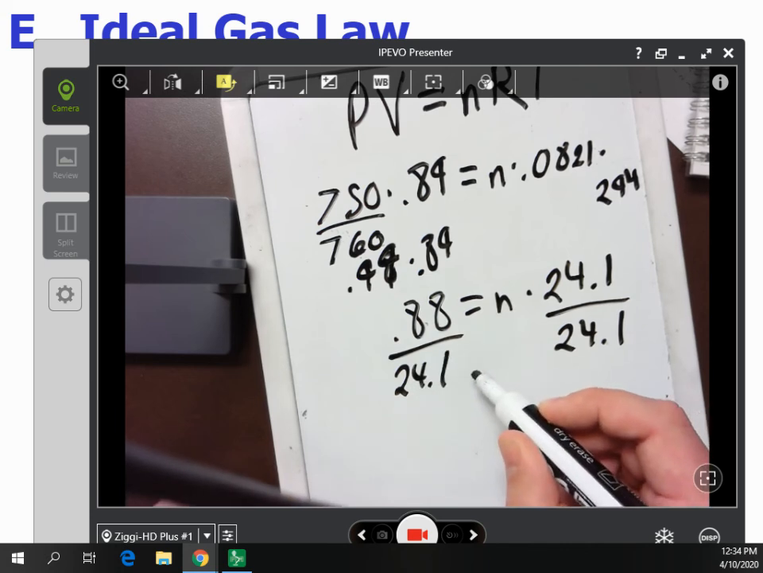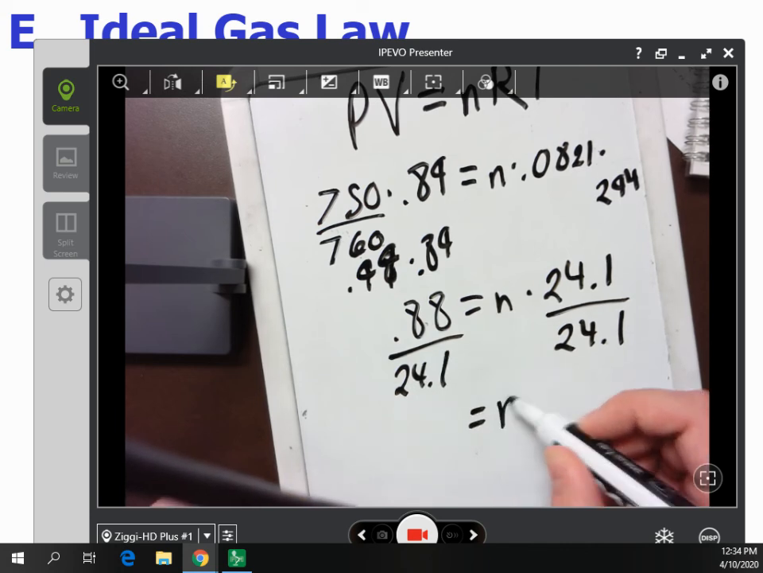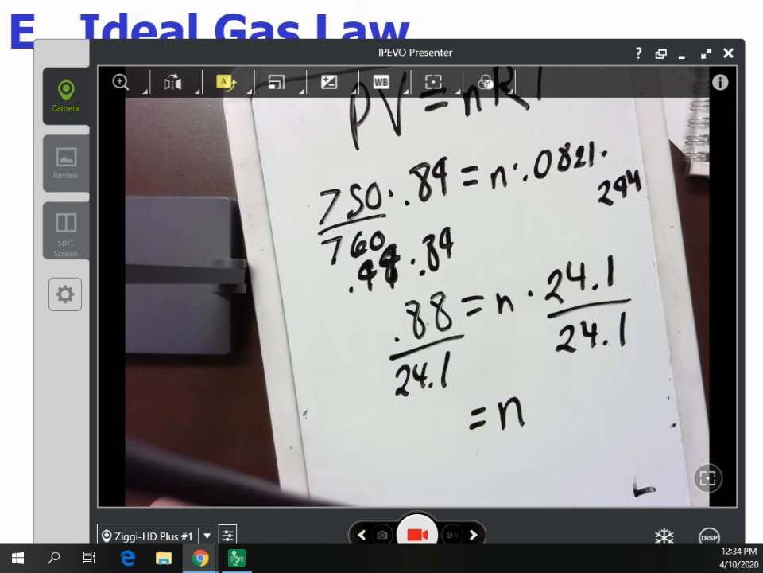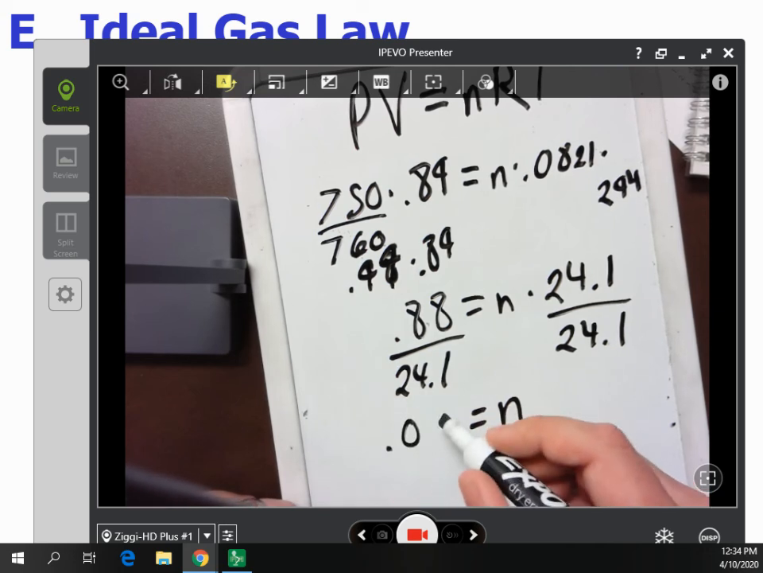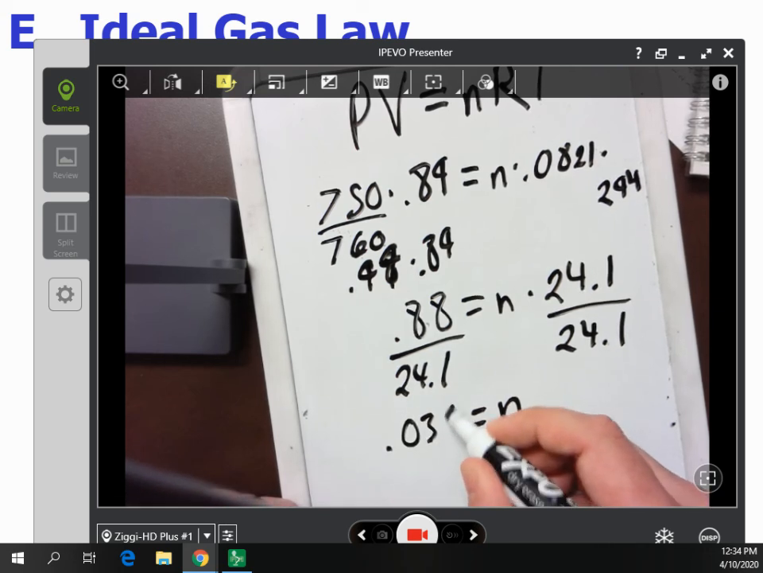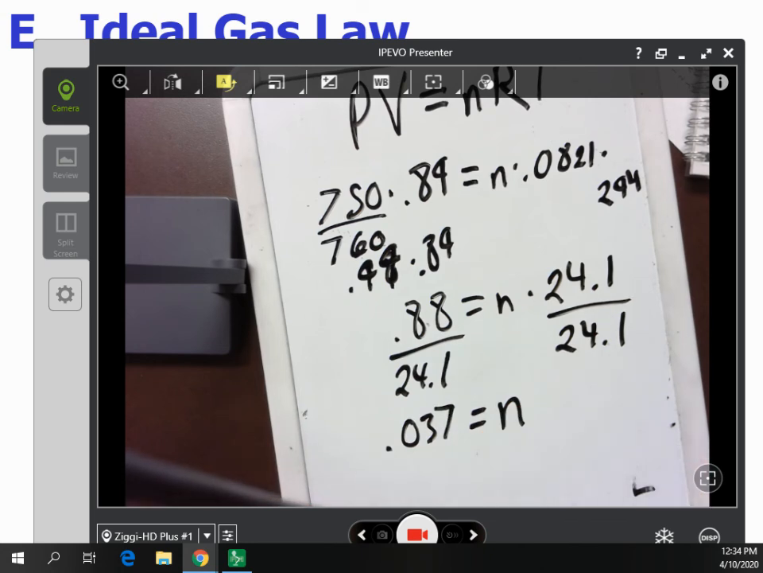our number of moles. So n equals 0.88 divided by 24.1. And our answer is we have 0.037 moles for this particular problem. See, it's a lot of math.